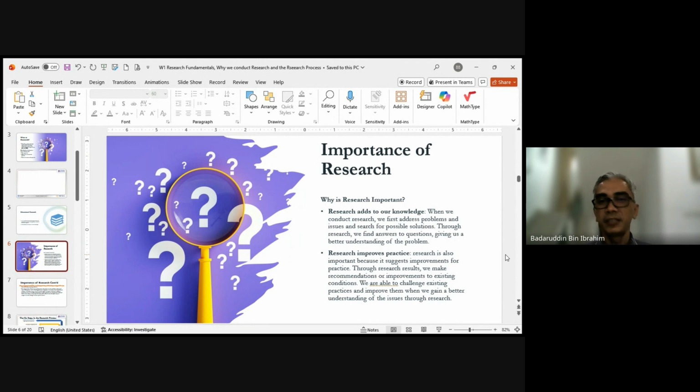Your first audience is your examiner, remember. Your first audience is your examiner. You need to convince your examiner why your research is important. Okay.